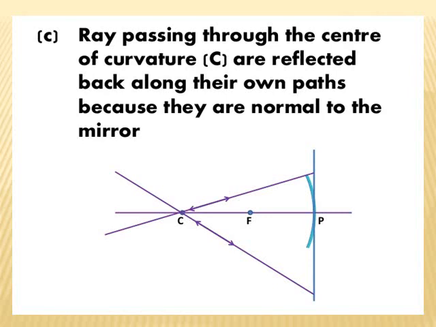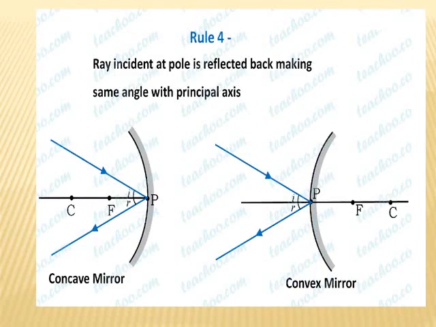It is reflected back in the same path. You can see the arrow marks, two arrow marks which are in the opposite direction. One is the incident ray, the other one is the reflected ray. So a ray passing through the center of curvature is reflected back in the same path. Here is the last rule.